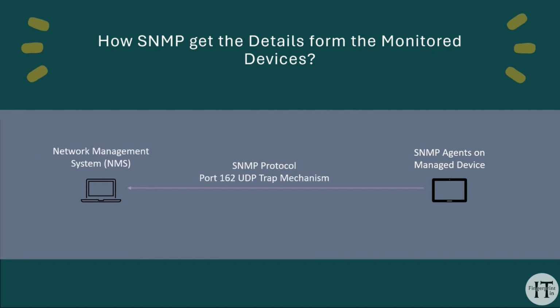We also have the SNMP trap command, which allows the managed device to send its information when a specific event occurs to the network management system on port 162 UDP. We are discussing in this video the most common commands for SNMP, which are GET and trap, but there are other commands as well.